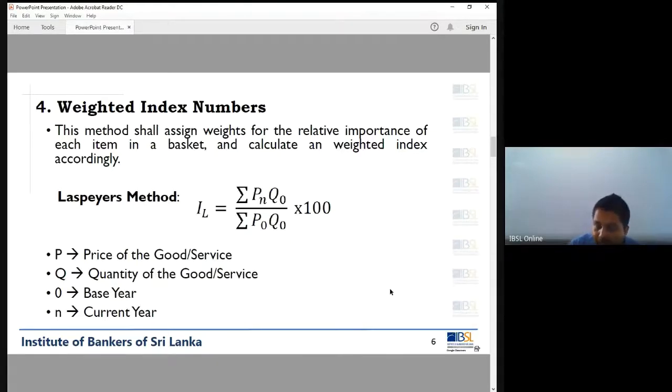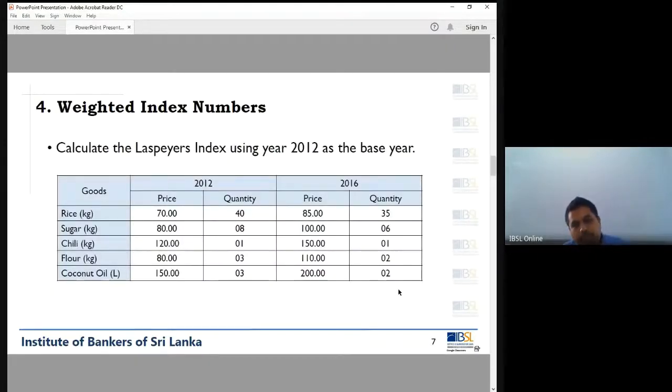So under the Laspeyres method, we consider the start year, or base year, and compute these values, and accordingly we get the index value, or the index number, for the year under consideration. Without further ado, let's look into one of the working examples. What you have to do is calculate the Laspeyres price index using the year 2012 as the base year.